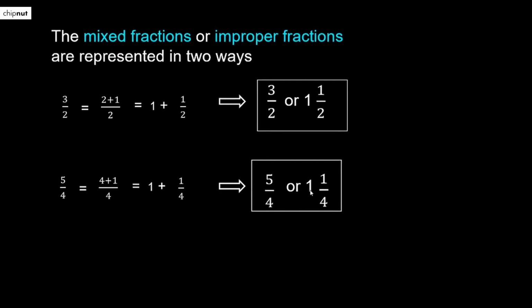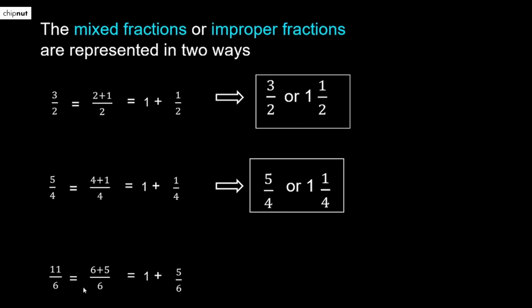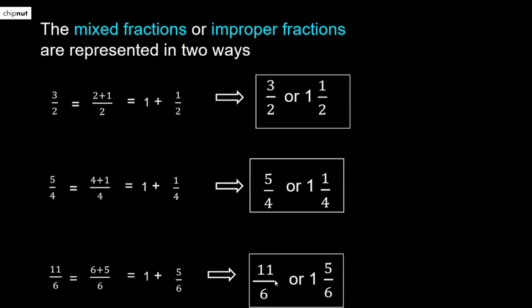11 by 6 again can be represented in the same way. 6 plus 5 divided by 6 is equal to 1 plus 5 by 6, which implies that 11 by 6 is nothing but 1 and 5 divided by 6. 1 integer and the fraction part is 5 divided by 6, and it can be represented in this mixed fraction form.